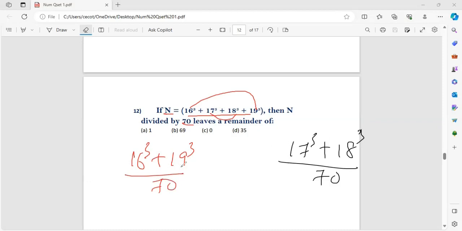We'll see why we are doing it like this. So we know a power n plus b power n is divisible by a plus b if n is odd, isn't it?